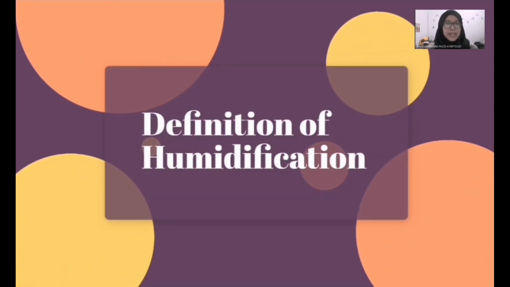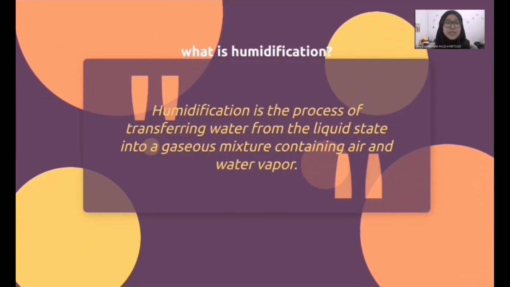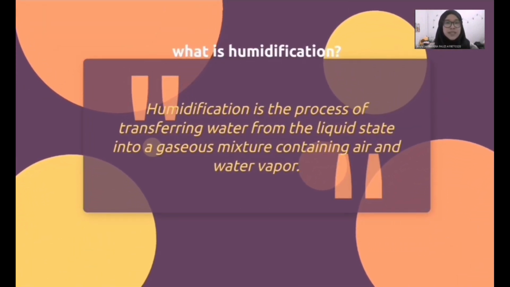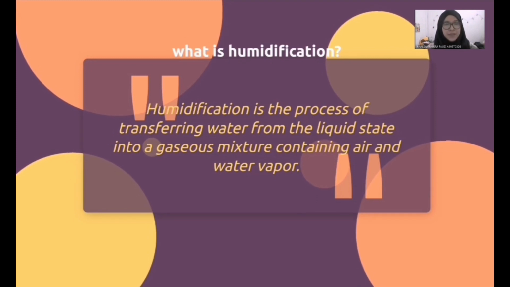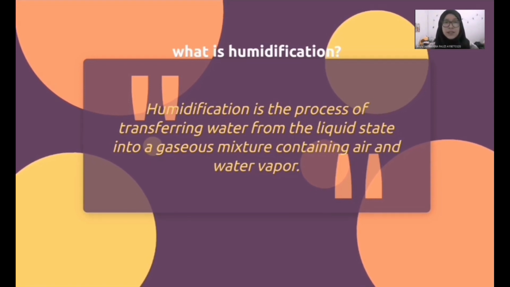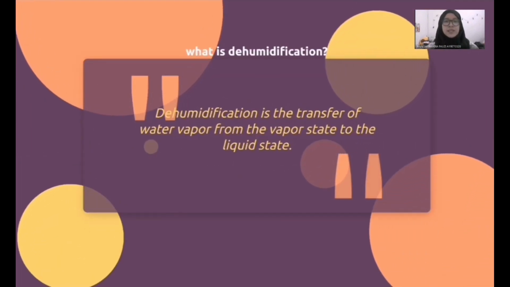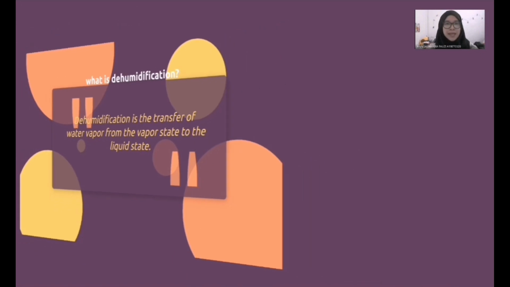I will start off our presentation with the definition of humidification. What is humidification? Humidification is the process of transferring water from the liquid state into a gaseous mixture containing air and water vapor. Along with humidification comes dehumidification. But what is dehumidification? Dehumidification is the transfer of water vapor from the vapor state to the liquid state. That is all for the basic introduction to humidification. I will now pass over to my teammate.